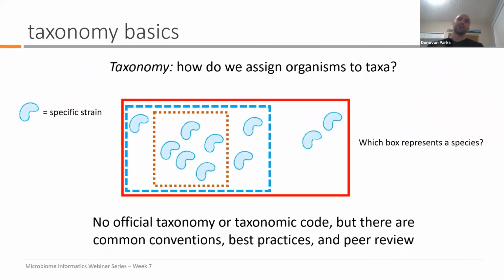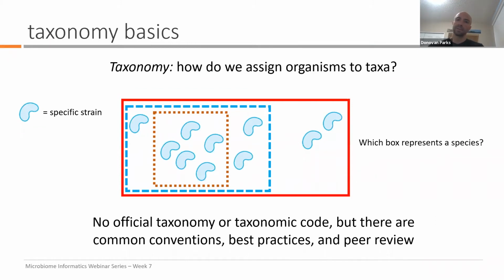All right, so let's now switch gears and talk about taxonomy. So again, taxonomy is concerned with how do we assign which organisms belong to a taxa? How do we draw these boxes around strains? And the most important thing to realize here is that unlike nomenclature, there is no hard set of rules, and there is no concept of an official taxonomy.